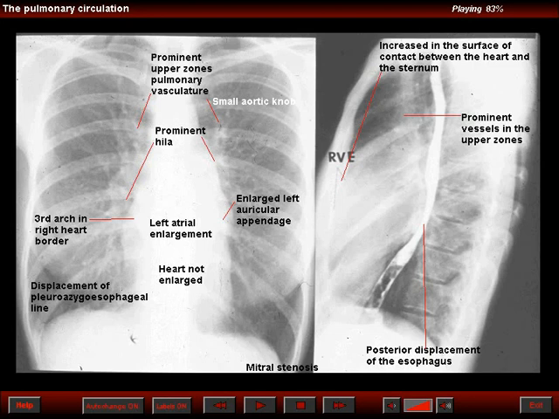The difference between mitral stenosis and mitral insufficiency is that in the latter, the left ventricle is enlarged and the left atrium is larger than in mitral stenosis. Also, the pulmonary vasculature may be normal in patients with mitral insufficiency, while usually it is abnormal in patients with mitral stenosis.